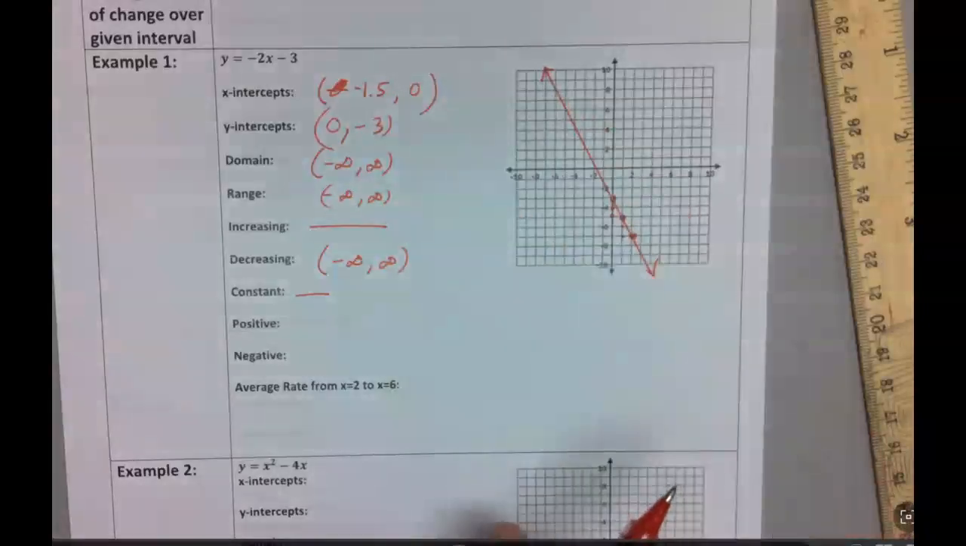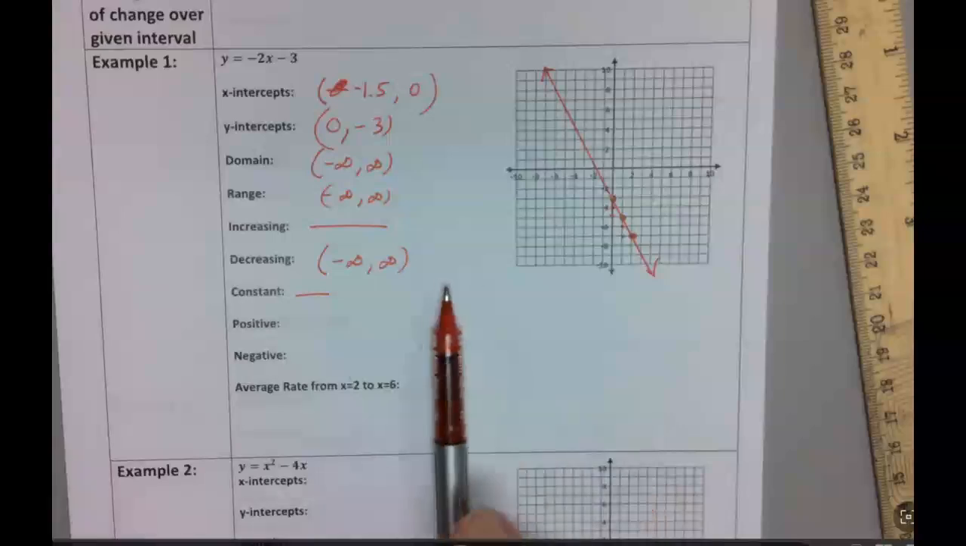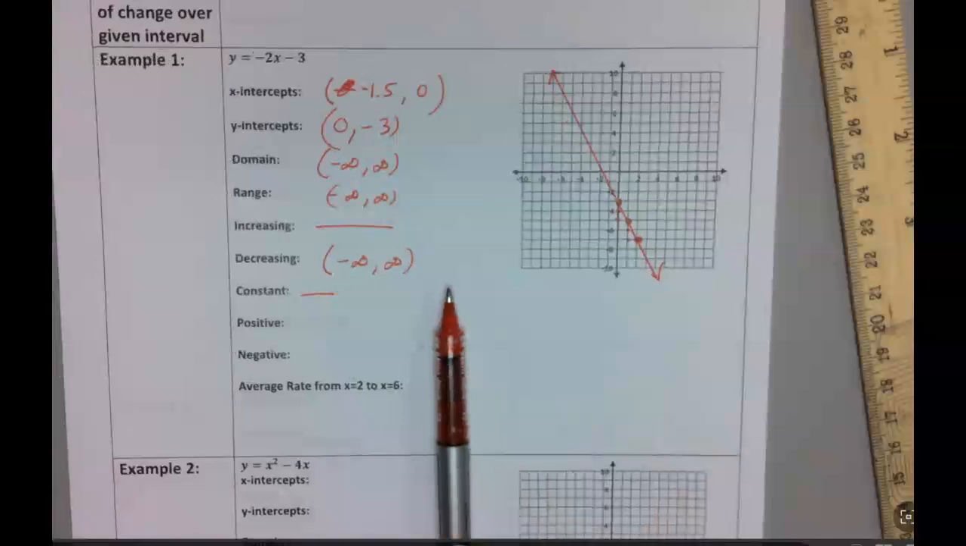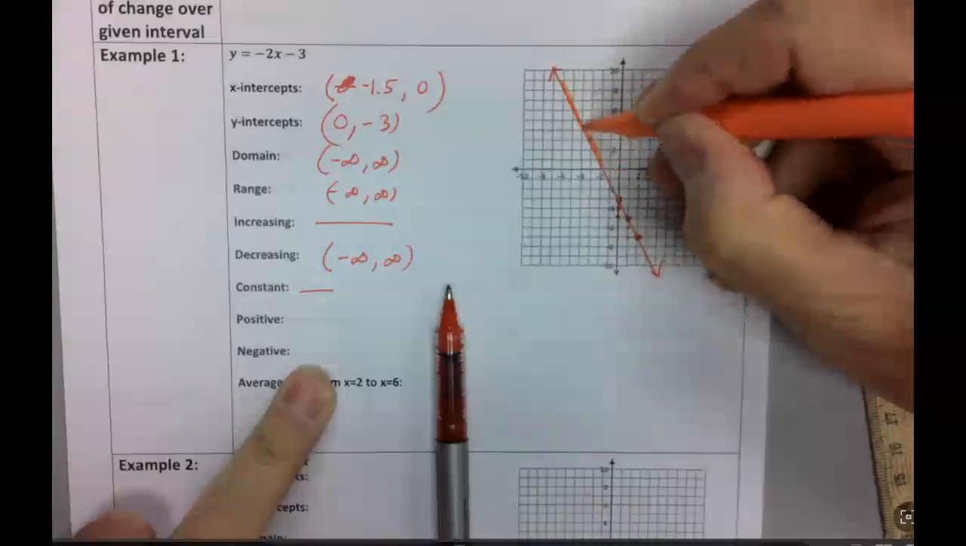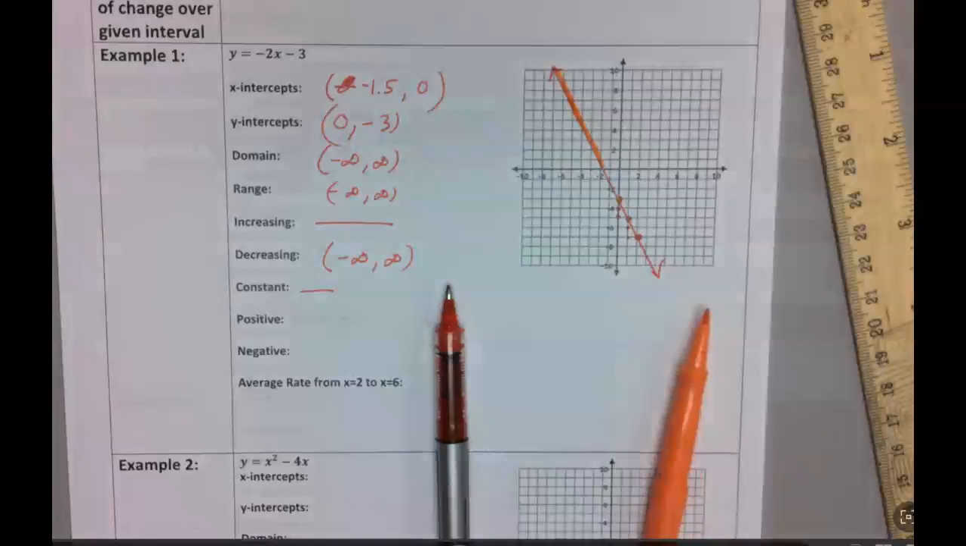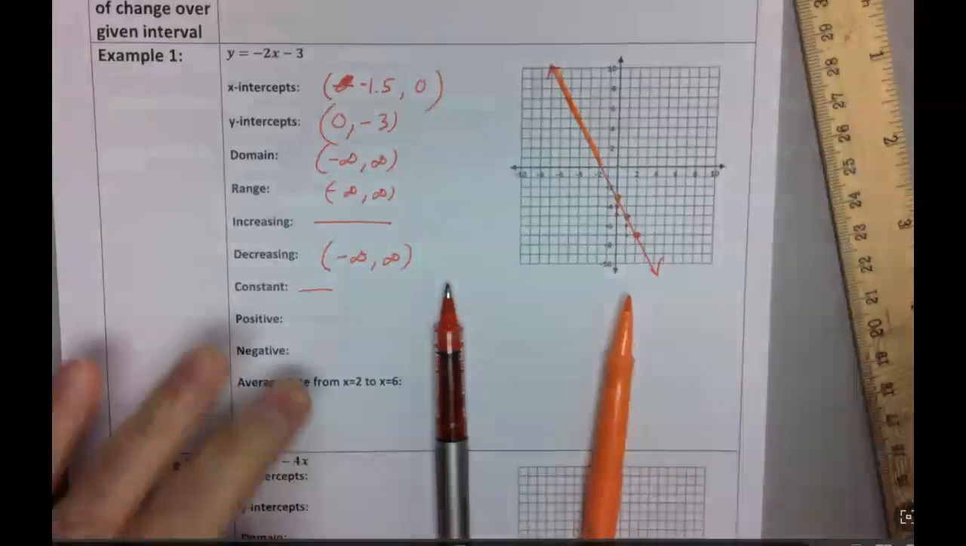Now it asks for where it is positive. Okay, so where it is positive is where it is above the x-axis. I'm going to get a couple colored pens here. And notice that it is positive here, and it is negative here.